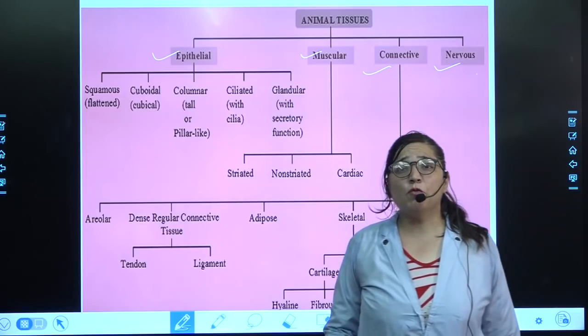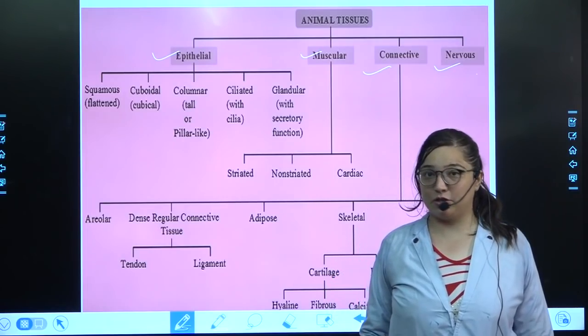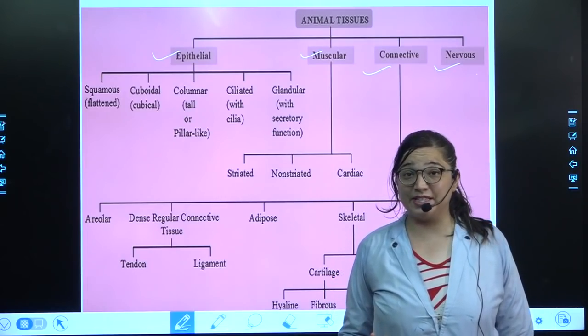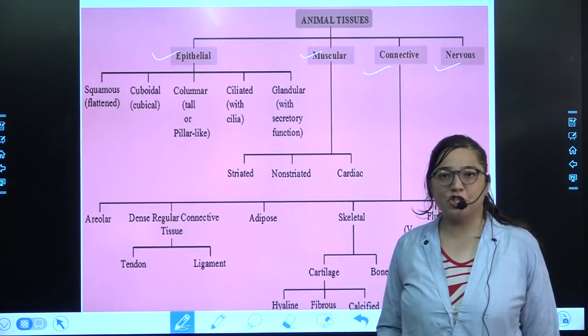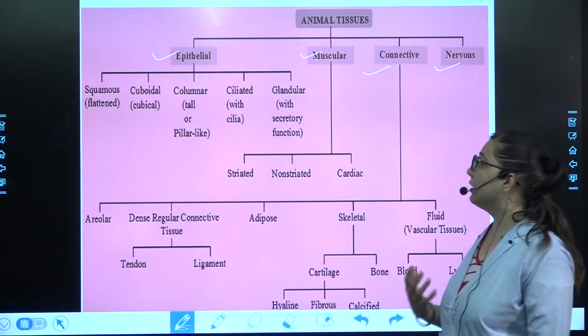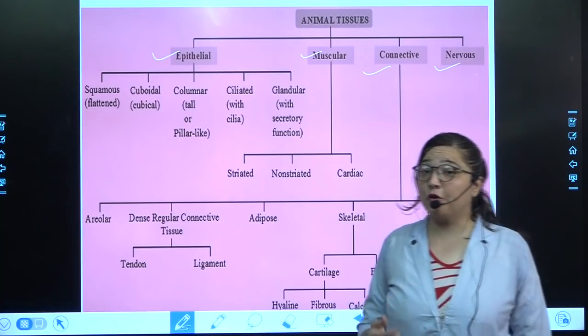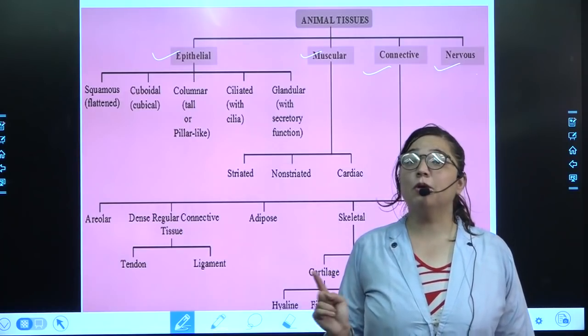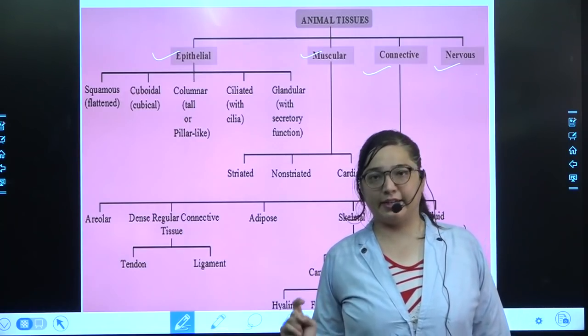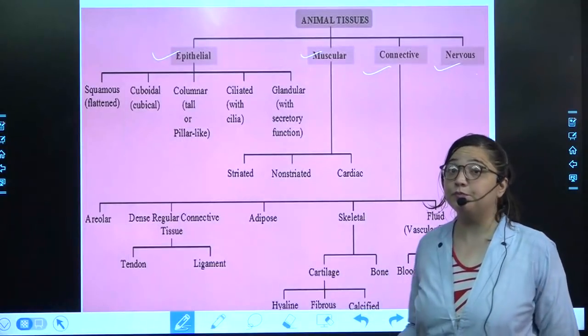The basic 4 types of animal tissues are epithelial tissue, muscular tissue, connective tissue and nervous tissue.